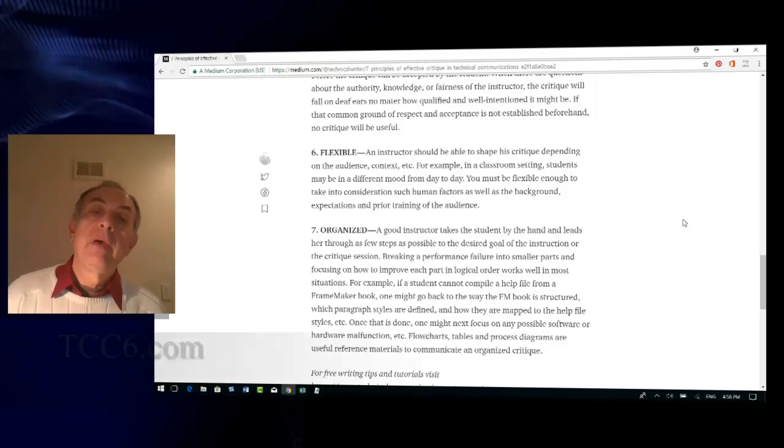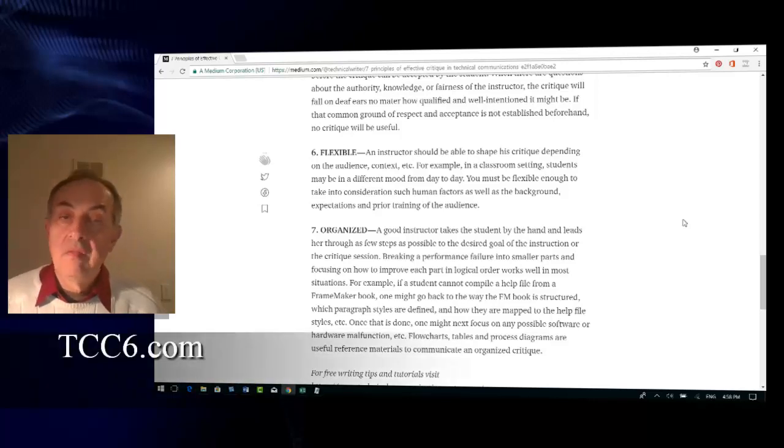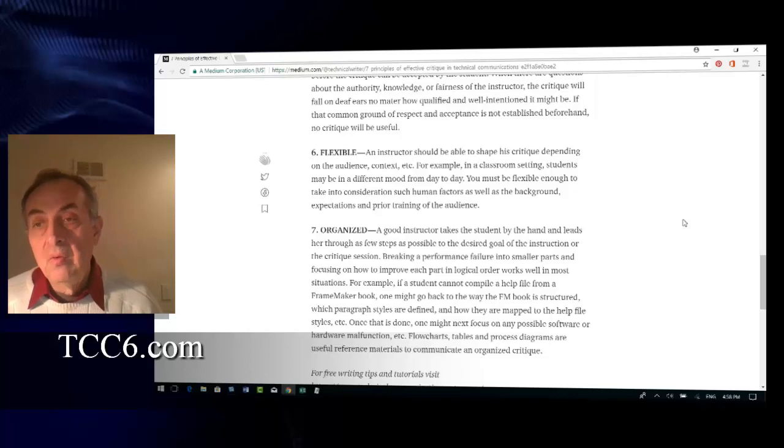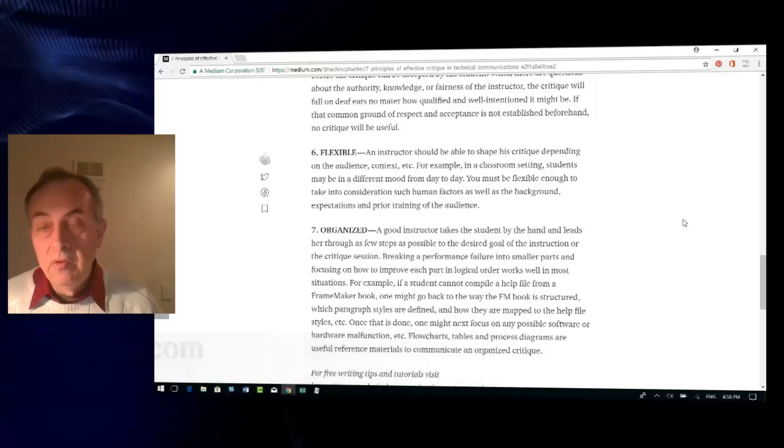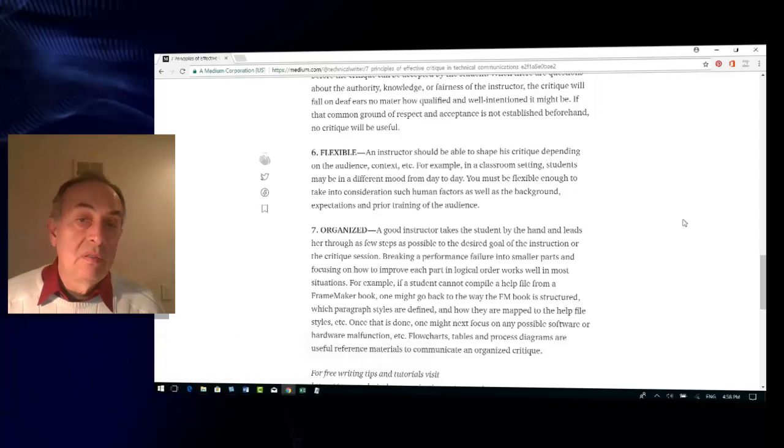So if you pay attention to these seven principles, I think your critique will be a lot more helpful and bring about the desired change in behavior.